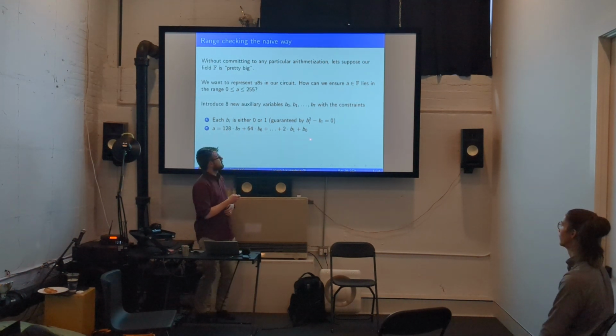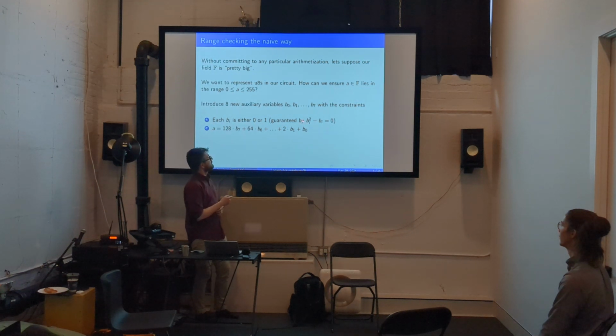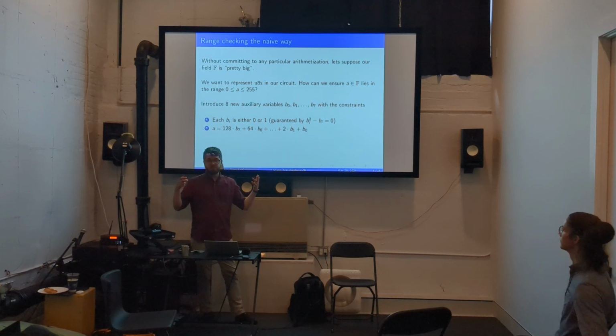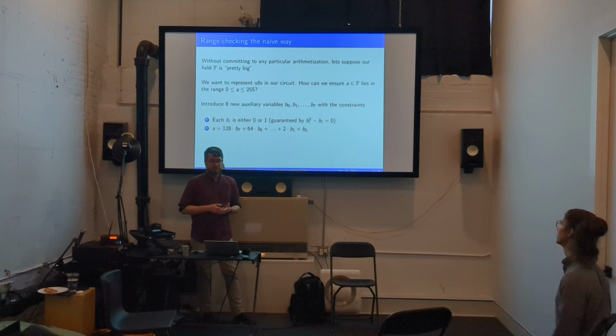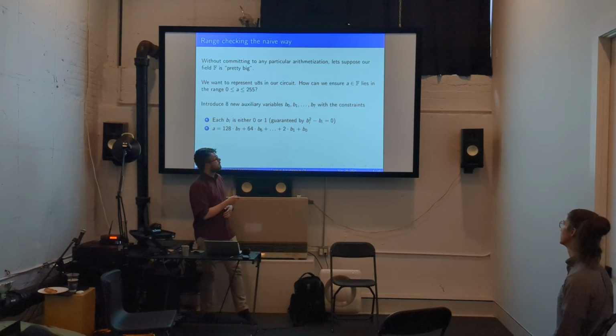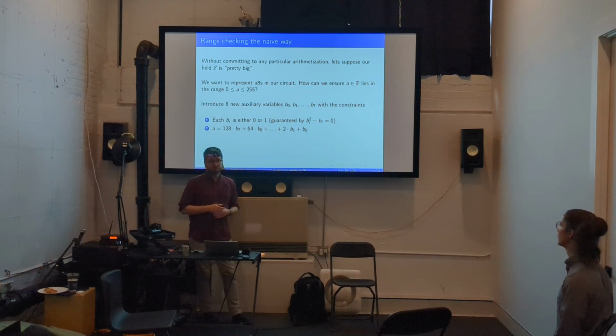And then we add in one extra constraint, which is saying that a is actually the sum of these 8 b_i's. And the b's were chosen in some sense to be the bit decomposition of the number a. And knowing that the b_i are between 0 and 1, the only values this sum can possibly take are between 0 and 255. So that is a way of constraining a to be within this range.